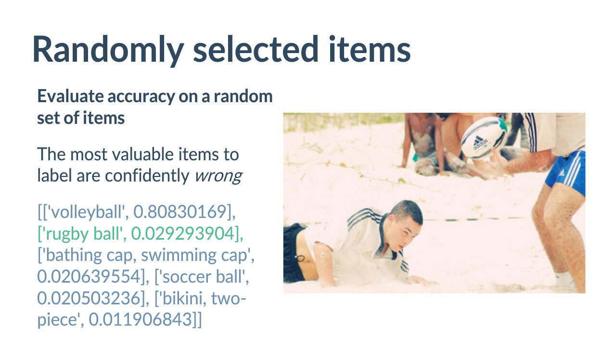I've done this wrong many times, just forgetting to set aside that additional test set that remains from randomly selected items. In addition, you always want some set of randomly selected items in what you're sampling for human review. This is important because the most valuable items to label are the ones which are confidently wrong. And you want the opportunity to get those randomly selected items. So you can see that if we select this image here and get a classification, it's saying volleyball with 80% confidence. And this is incorrect. It's actually rugby, so a rugby ball would be the correct answer.